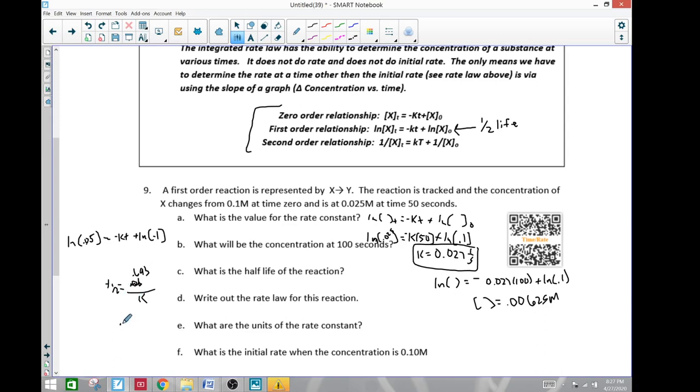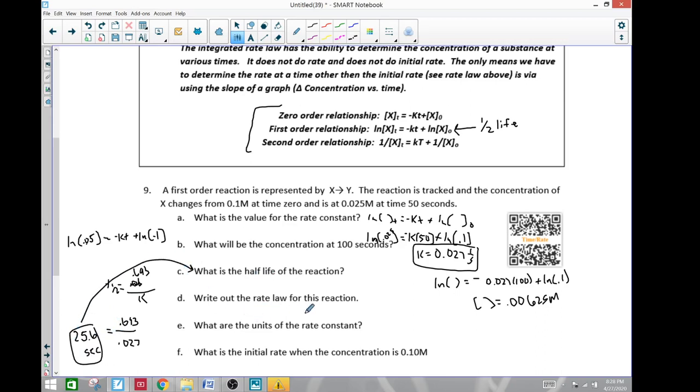So 0.693 divided by my k value, which is 0.027, equals, all right, 0.693 divided by 0.027 is going to give me 25.6. So a little more than 25 seconds. All right, 25.6 seconds is the half-life of this guy, and that is going to be this guy right there.